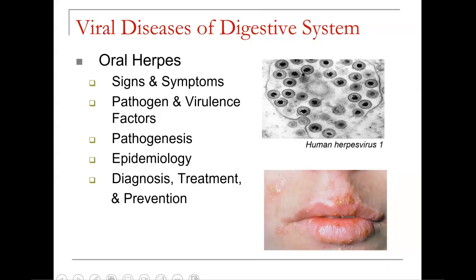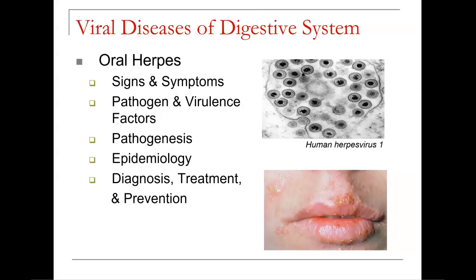Next, we're going to move into some viral diseases of the digestive tract. First, we're going to cover oral herpes. These are cold sores, fever, malaise, and muscle pain that are going to be signs and symptoms. The pathogen is going to be the human herpes virus 1, or HHV1. Its virulence factor is going to be syncytia.